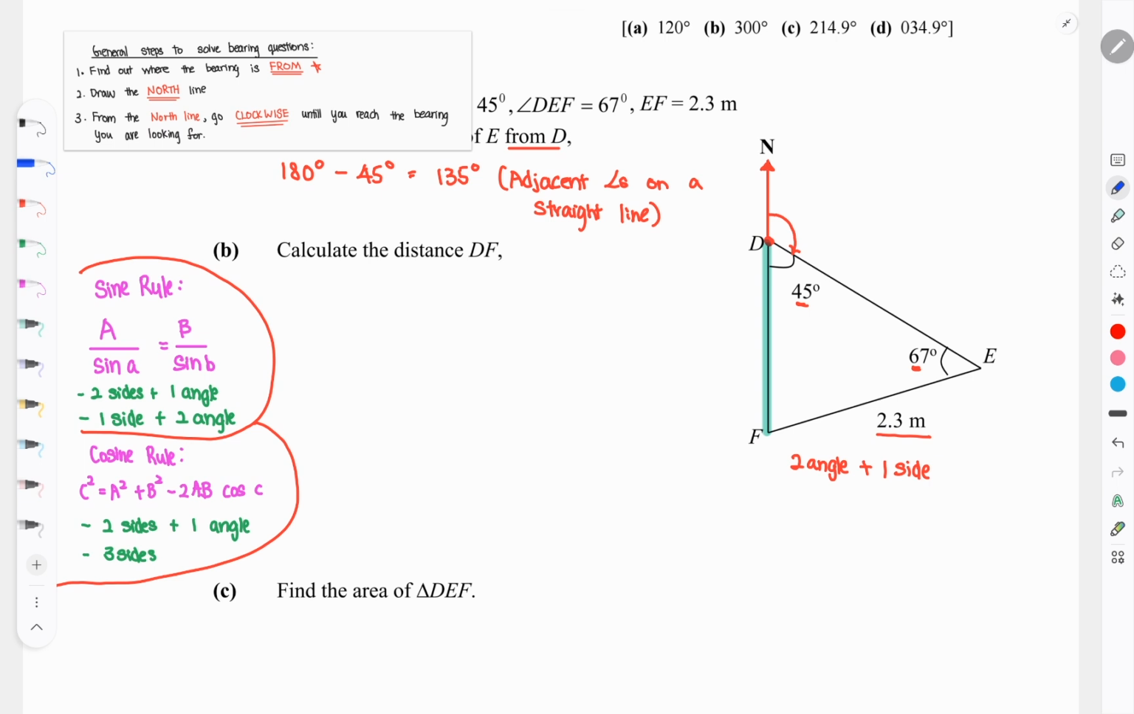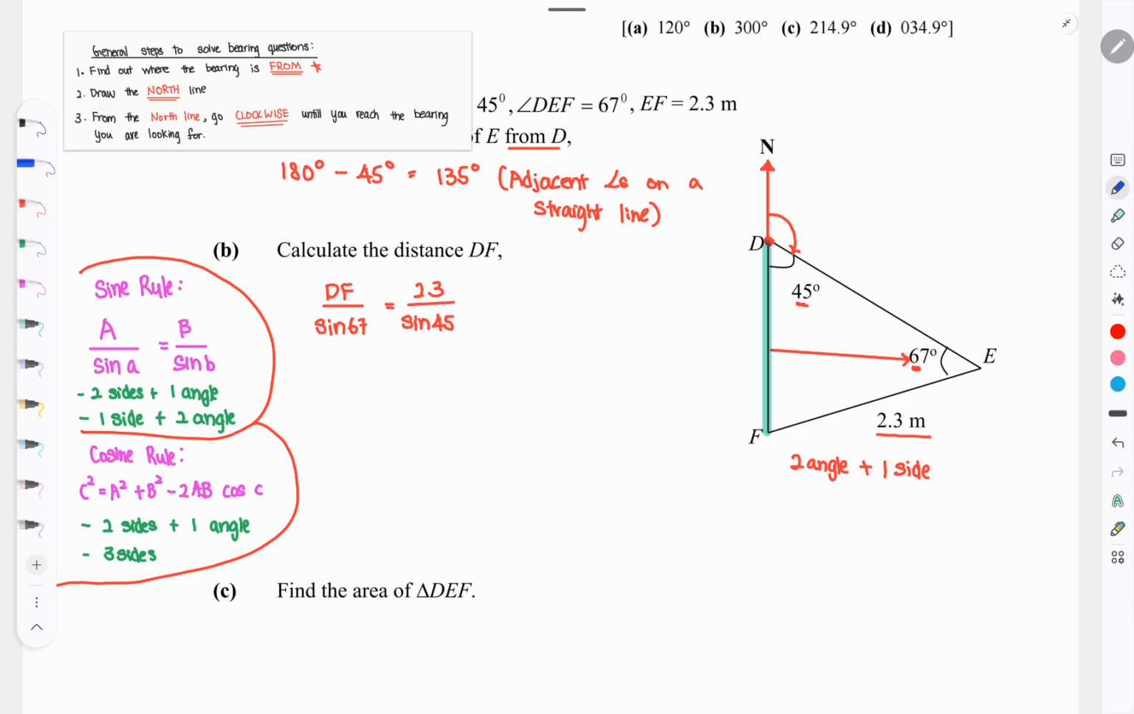Okay, so now I will proceed to find DF. For DF, I will always put my unknown at the top left, in the numerator, so it'll be easier for me to solve later. So DF is the one in green. The corresponding angle is the one across, so it is 67. So sine 67 equals to 2.3 over its corresponding angle. In this case, it will be sine 45.